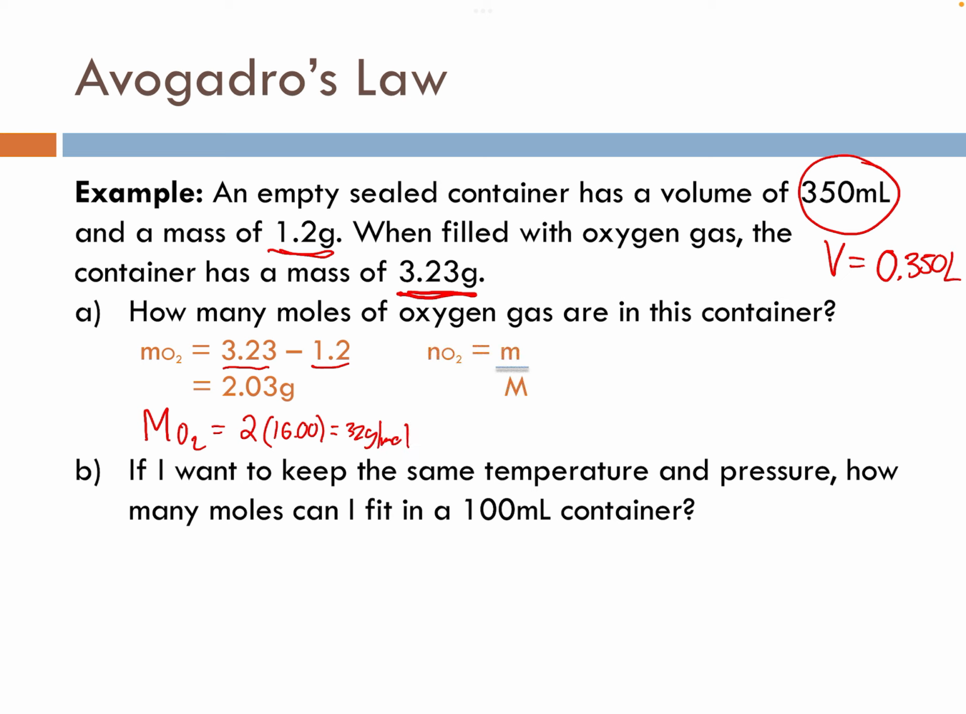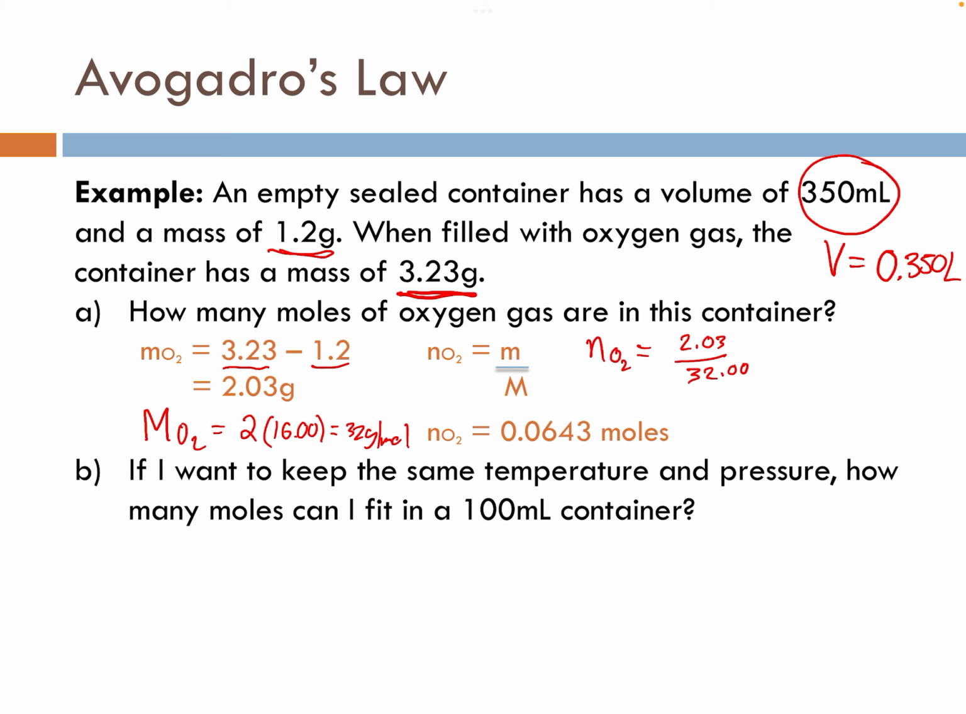Then I can find the number of moles just by doing mass over molar mass. So my number of moles of oxygen gas is going to be that 2.03 grams divided by 32 grams per mole, my molar mass. And that gives me around 0.0643 moles. So that is my number of moles of oxygen.